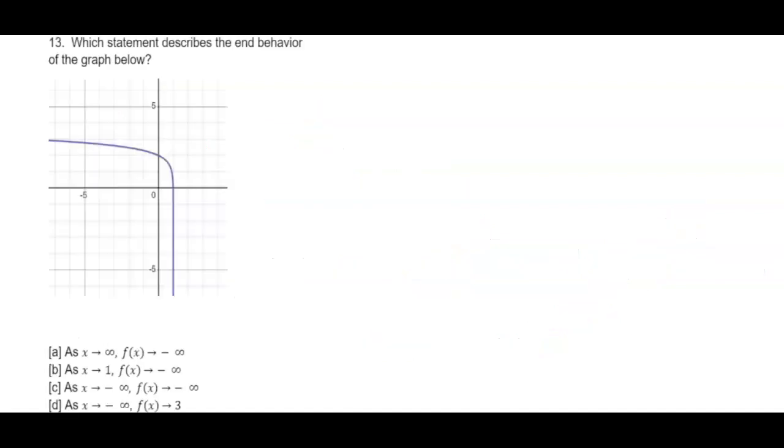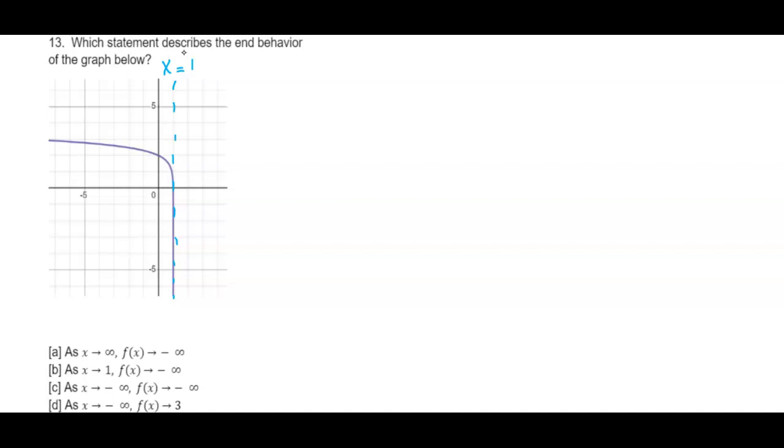Number 13 asks you to describe the end behavior of the graph below. All right, notice first of all, this is a log graph. I know this because visually, if you look at it, it is flattening out vertically. In other words, it has a vertical asymptote. That asymptote is at x equals 1. Also remember that for log functions, when you're approaching on either the right or the left side, one of them is constrained because of this vertical asymptote.